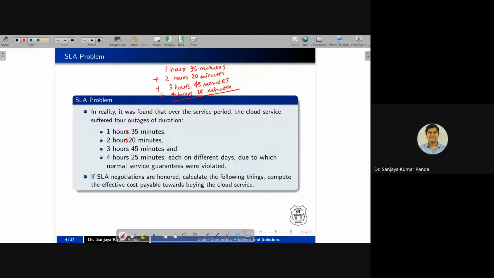Okay, so if we sum these values, how much will you get? 12 hours and 5 minutes. Can anybody check and tell me whether it is correct or not? Any other participant? Yeah, it is correct. So total outage is 12 hours 5 minutes, right? That we got.